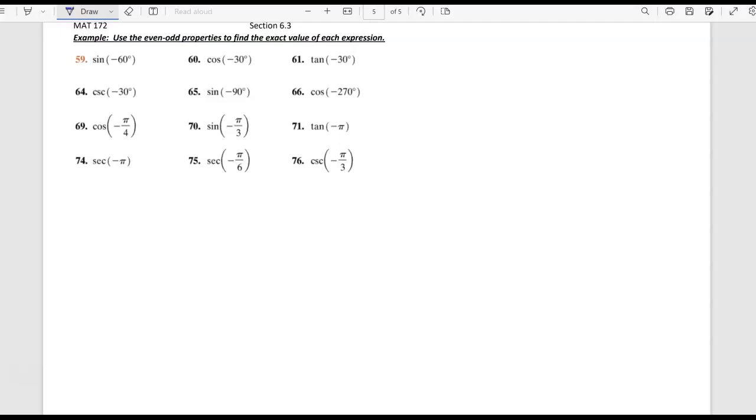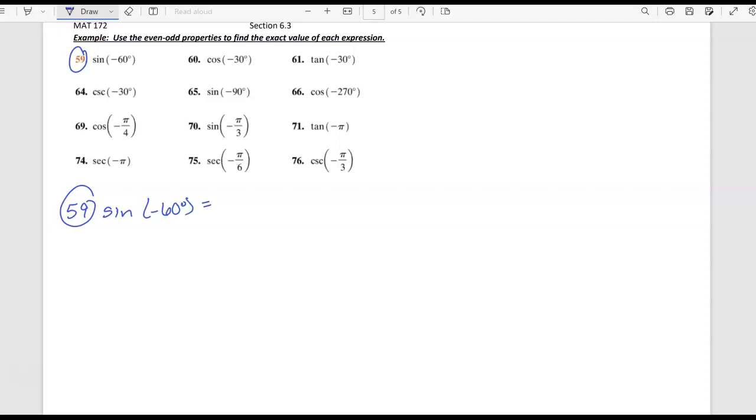So we'll use some other properties to find some exact expressions. And remember, once again, in this class, we're looking for exact answers. We are not looking for decimal representations. So let's do a few of these. Number 59, they're asking us for the sine of negative 60 degrees.